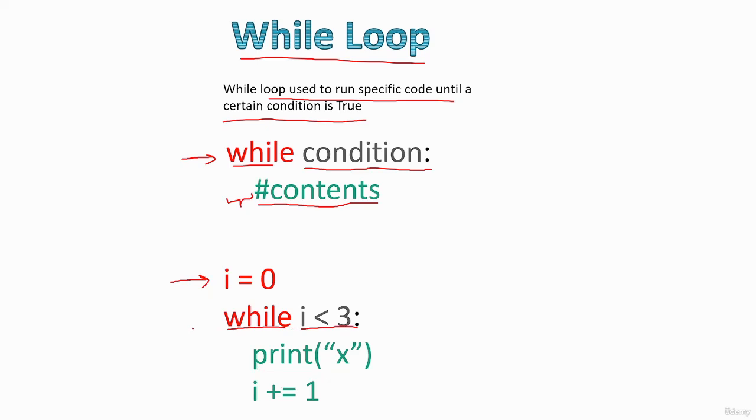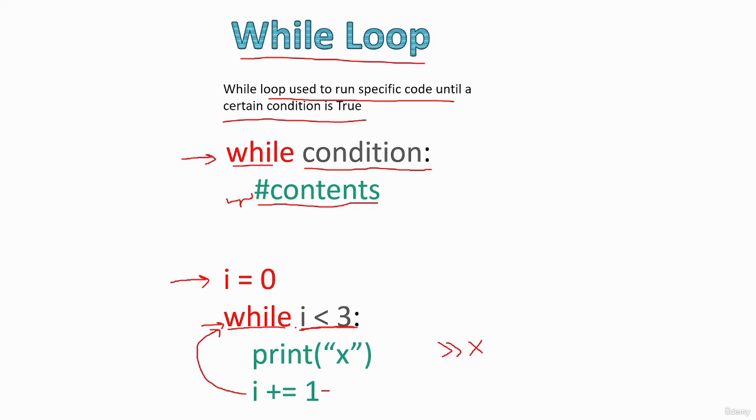Now let us see how this code will run. First Python will check whether this condition is true or not. Since i is equal to 0, it is less than 3. So the condition is true. Then Python will run the content. It will print x. Then it will add 1 to the existing value of i. Now again it will go to the beginning.